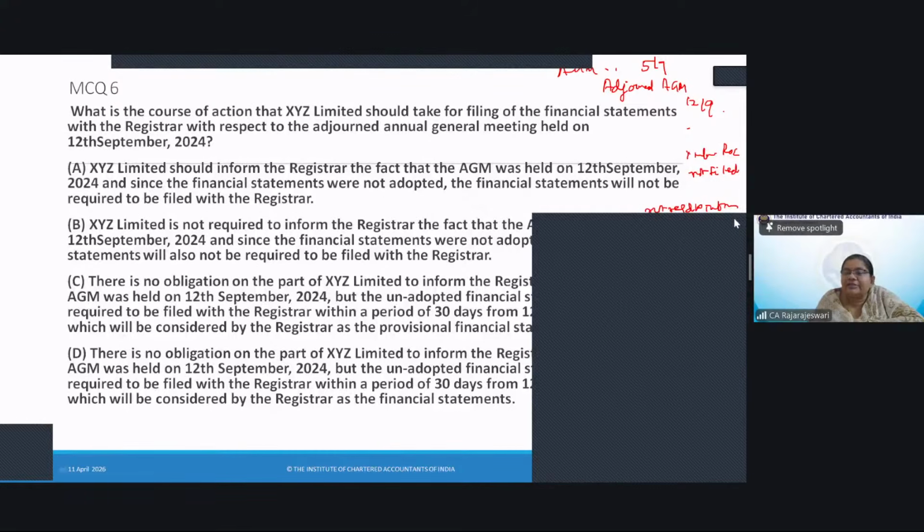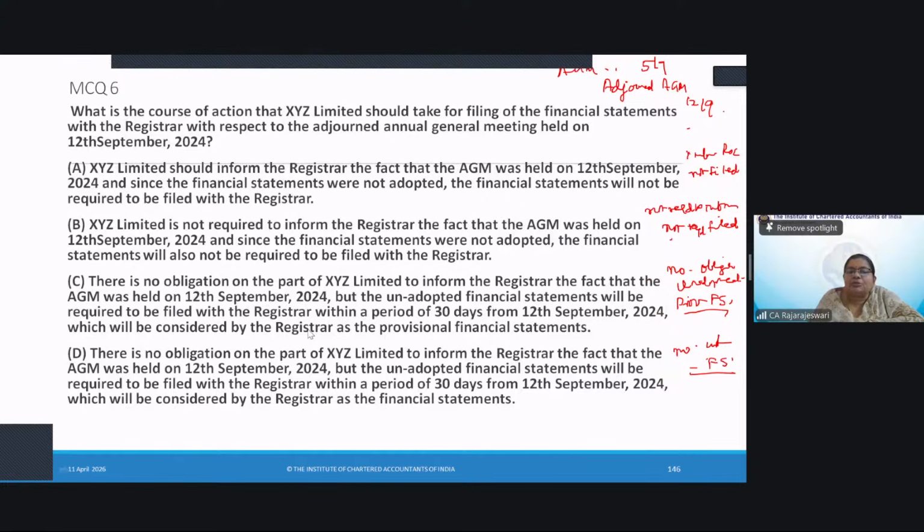So many have given the correct answer, but some have given the wrong answer also. We will just check it. Yes, see, the rule says that it is only an unadopted financial statement. Even in that case, you have to file it with the registrar. Whether it is adopted or unadopted, you should file within 30 days of the AGM.